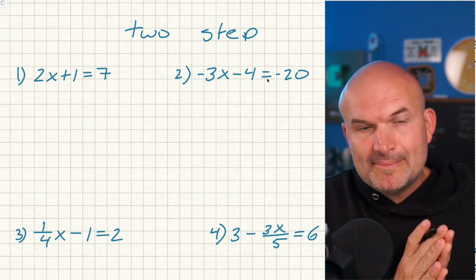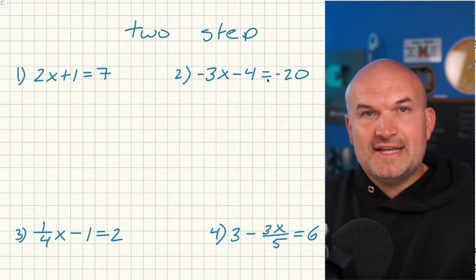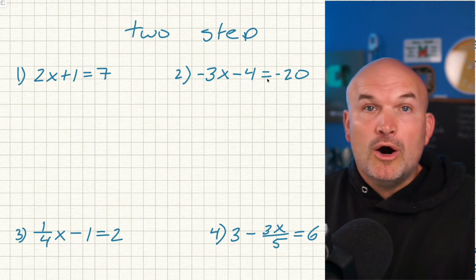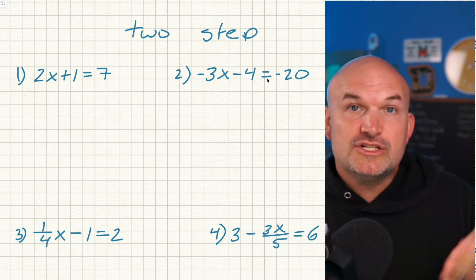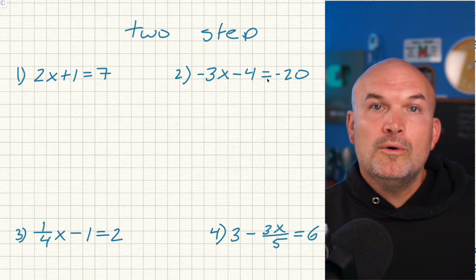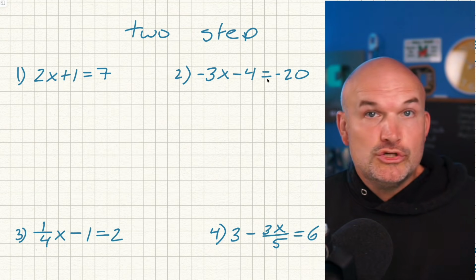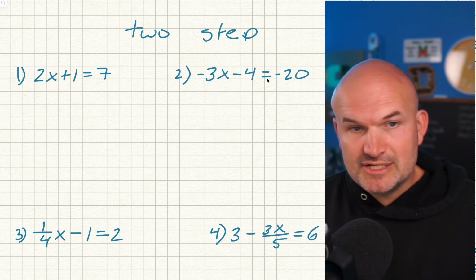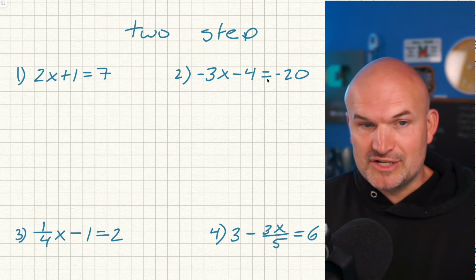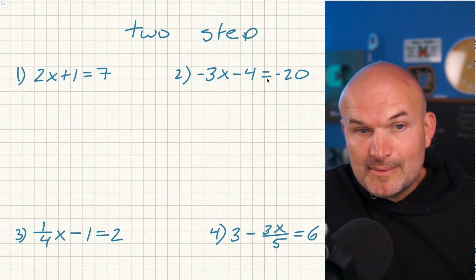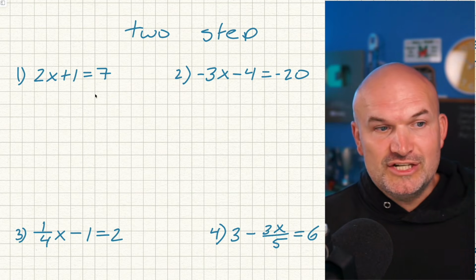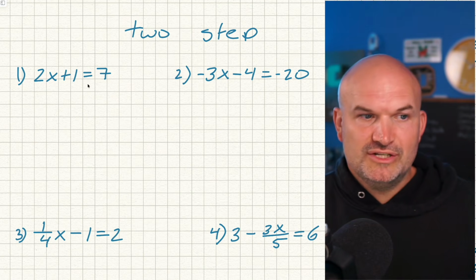Now let's get into two-step equations. The one thing I want you to understand about two-step equations is we always have to undo addition and subtraction before we undo multiplication and division. We call them two steps because there's usually going to be two operations applied, addition or subtraction, as well as multiplication or division. So following the reverse order of operations, always undo addition and subtraction before multiplication and division.